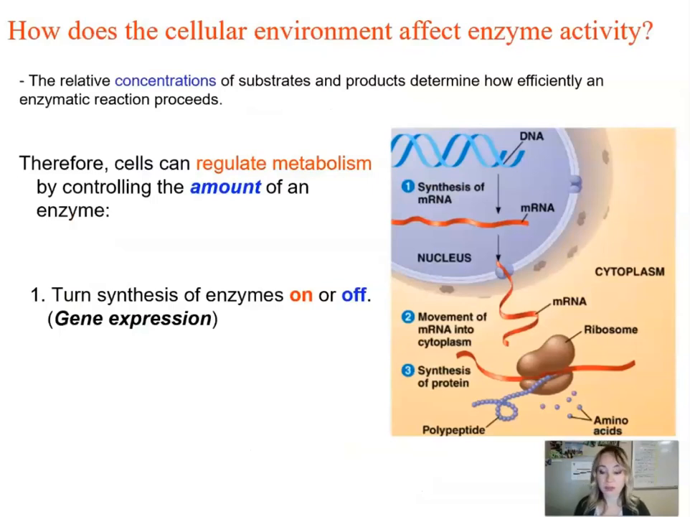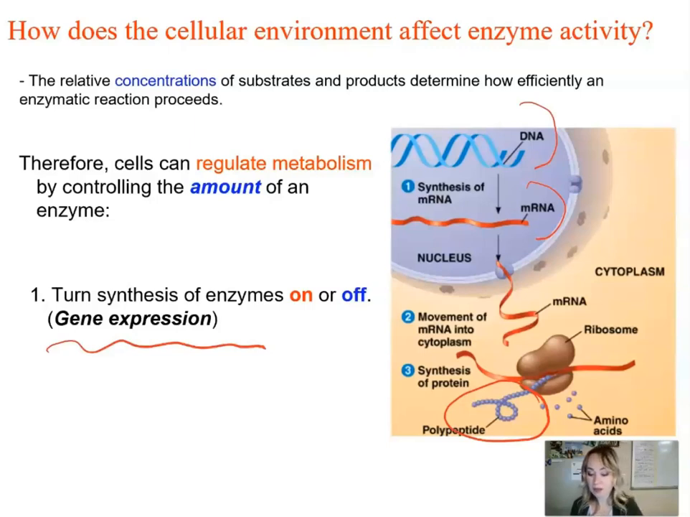So now the next question that we have here is, can cells regulate metabolism by controlling the amount of an enzyme? And the answer is yes. So first of all, we're talking about gene expression. So this is what we have: DNA. DNA is expressed into mRNA. mRNA is translated into protein. So this would be your enzyme. So we can either turn on the gene to produce that protein, or we can turn it off.